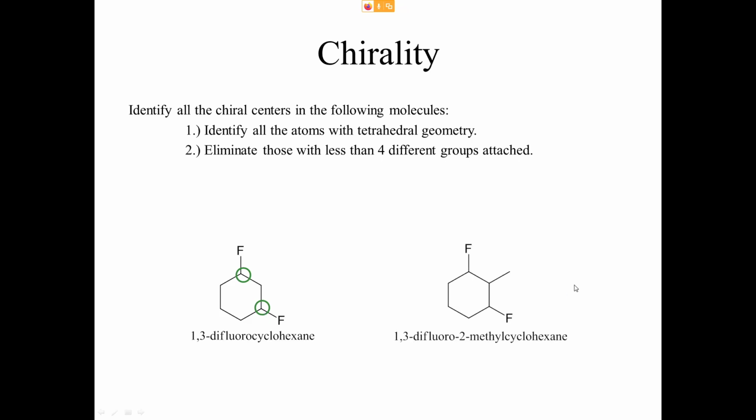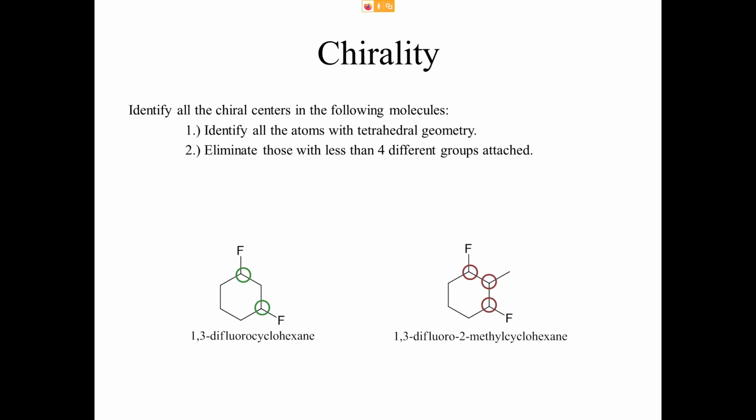All right? Try this slight variation on the right. Let's follow the same rules. Let's identify all the atoms with tetrahedral geometry. Well, that's going to be all 7, because I don't see any double or triple bonds in here. So all 7 are tetrahedral. The methyl group sticking off to the right and those 3 CH2s definitely are not chiral, so we can eliminate those. How about that one in the middle?